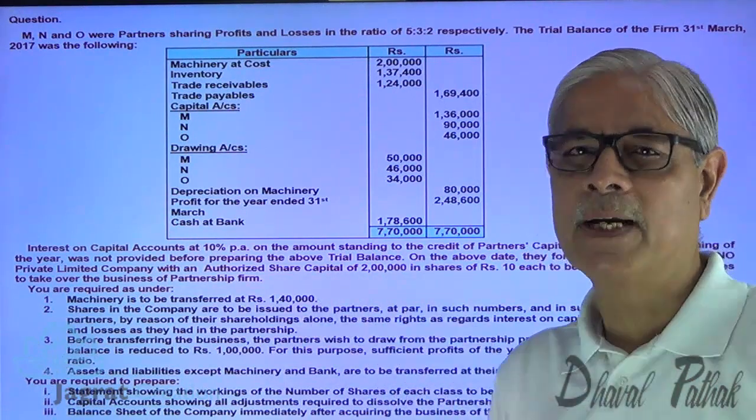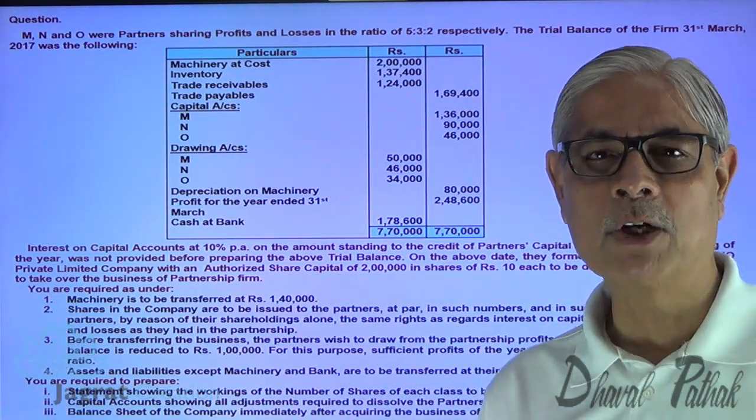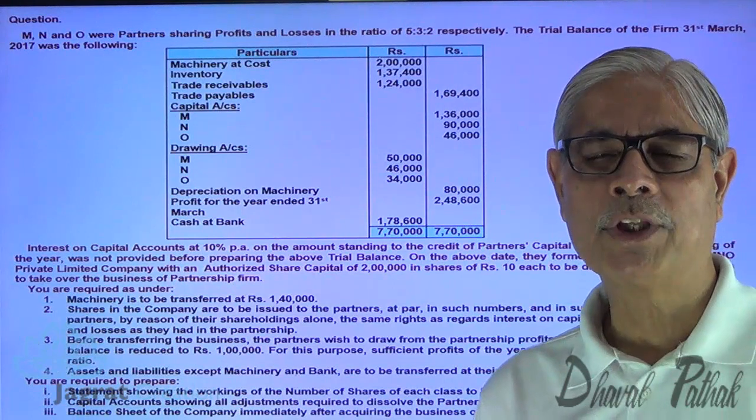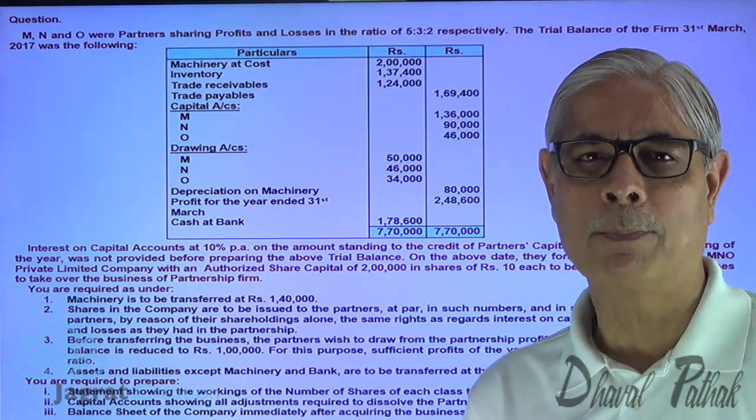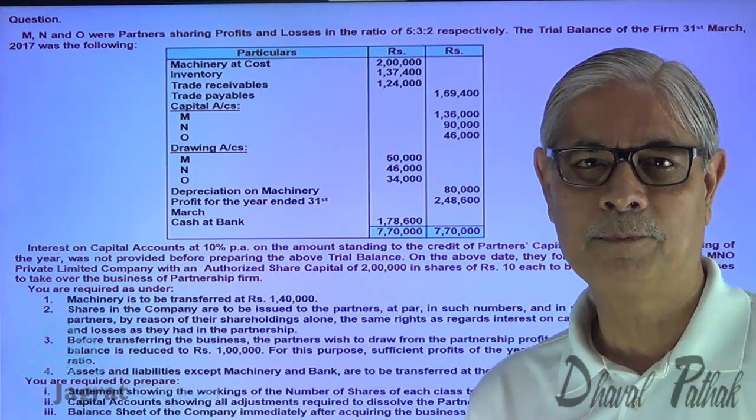Second, machinery is transferred at 1,40,000. Profit on transfer of machinery is 20,000. That will be distributed amongst the partners in the profit sharing ratio. That is my next step.